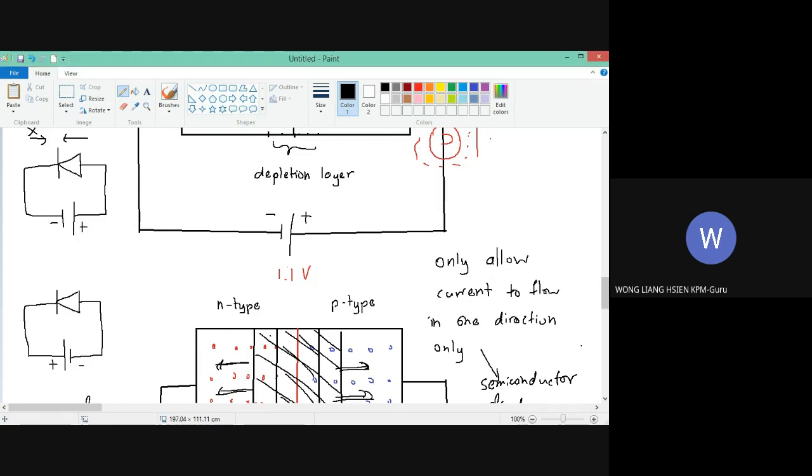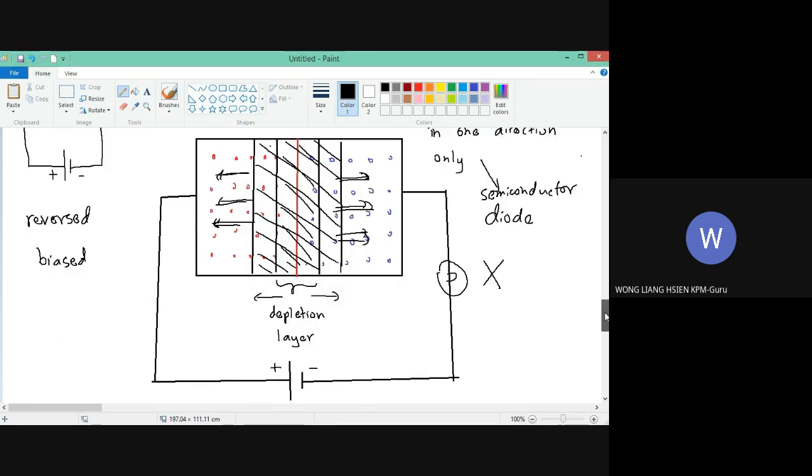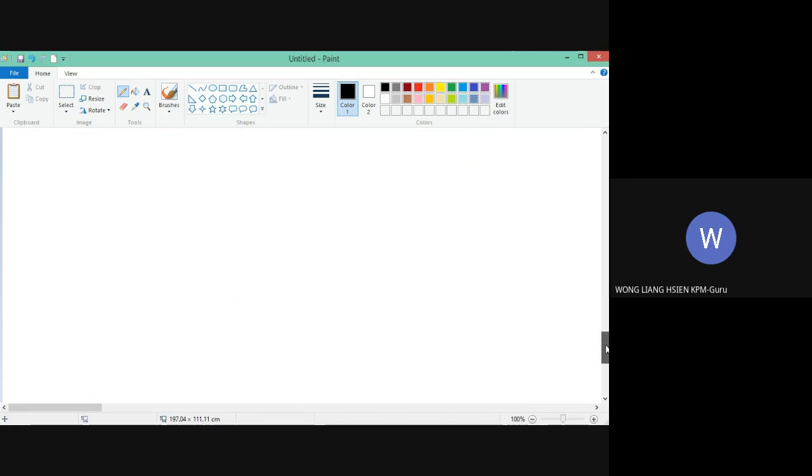Okay, so continue. Now that we know how the semiconductor diode works, now we want to see how we can apply it.